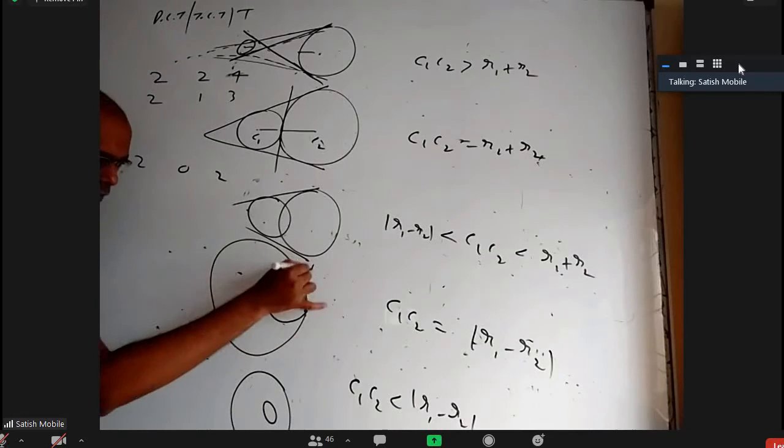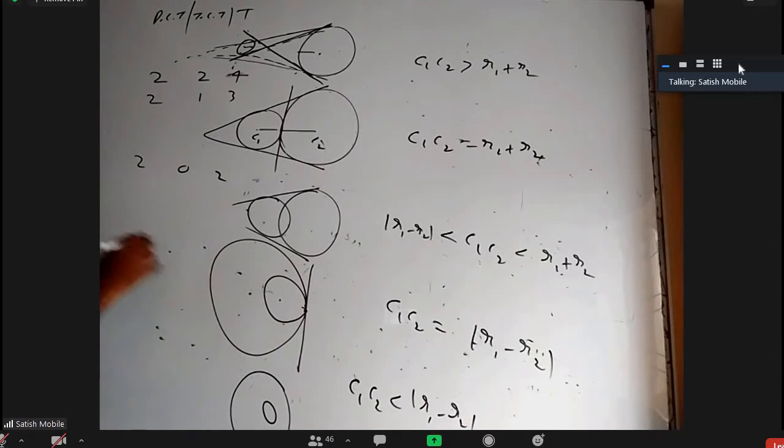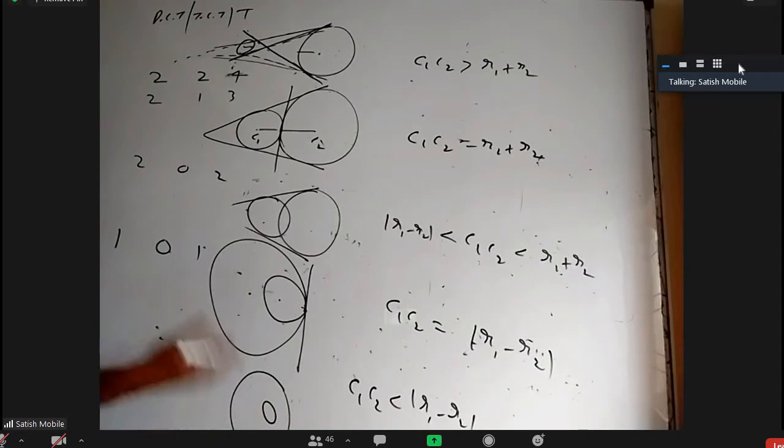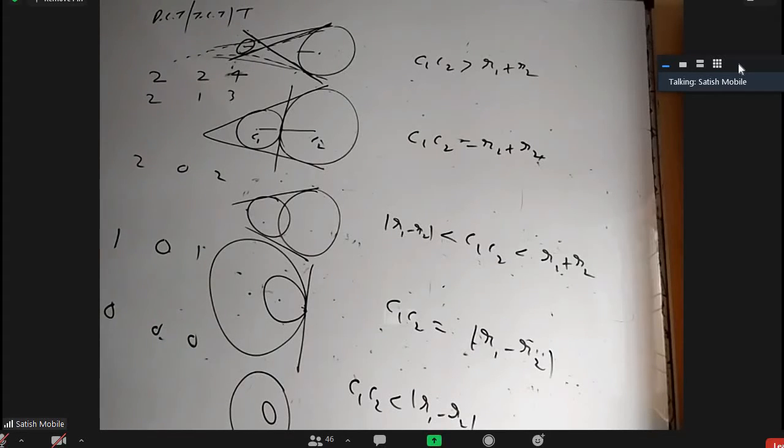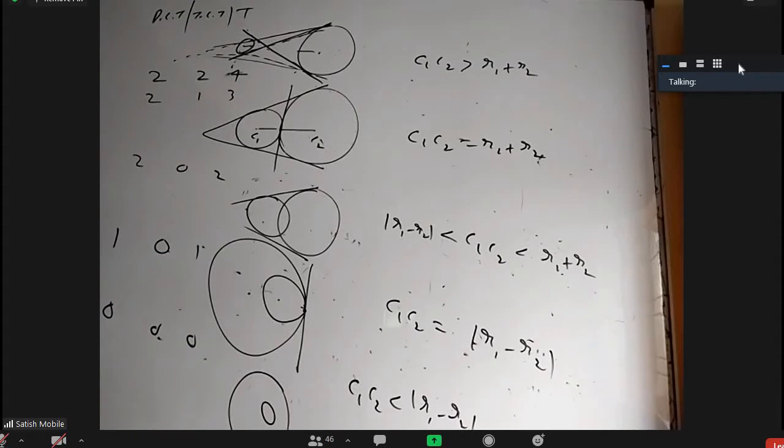Here only 1 tangent, and both circles are on one side. So that is a direct common tangent, no transverse common tangent, so 1. This cannot have a common tangent because one is inside the other. So 0, 0, 0. You can see the total number of common tangents here is 0, here 1, here 2, here 3, here 4. Just continuously. Okay, so that is about the number of tangents.